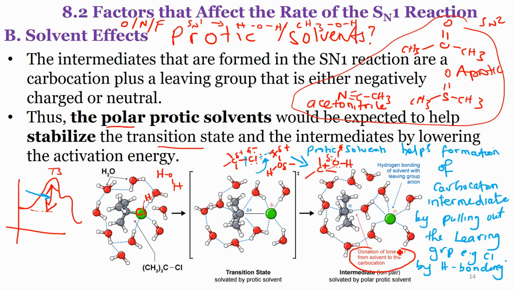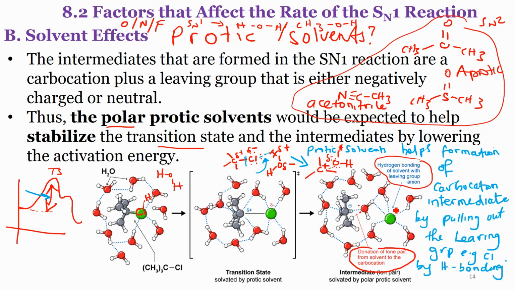here. So donation of lone pair from solvent to the carbocation helps the carbocation to exist, because you're kind of quenching the plus character. The lone pair on the oxygen is donated to the C plus center. That stabilizes the carbocation. So key point. First, the protic solvent helps to pull out the leaving group. After the leaving group is gone, you form your carbocation. The protic solvent stabilizes the carbocation.